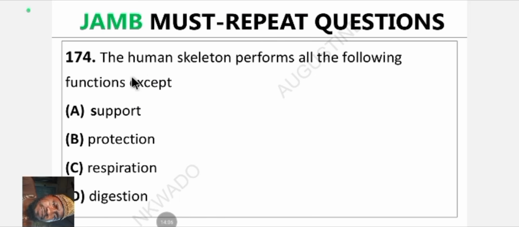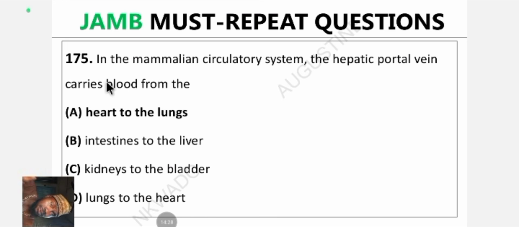Question 174. The human skeleton performs all the following functions except what? A. Support. B. Protection. C. Respiration. D. Digestion. What's the answer? Drop the answer in the comment section. Question 175. In the mammalian circulatory system, the hepatic portal vein carries blood from what? A. Heart to lungs. B. Intestine to liver. C. Kidney to bladder. D. Lungs to heart. What's the answer? Drop the answer in the comment section.